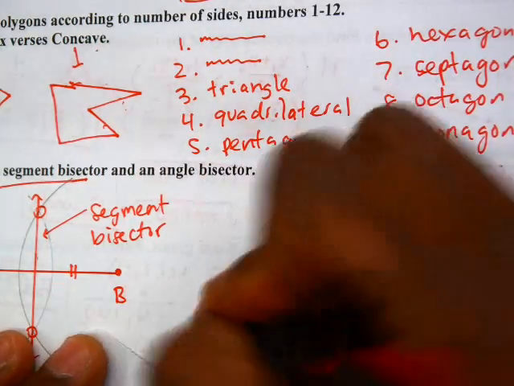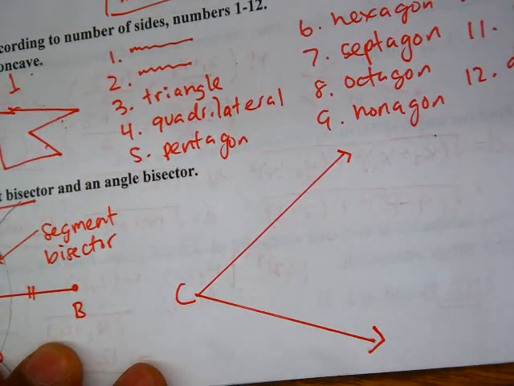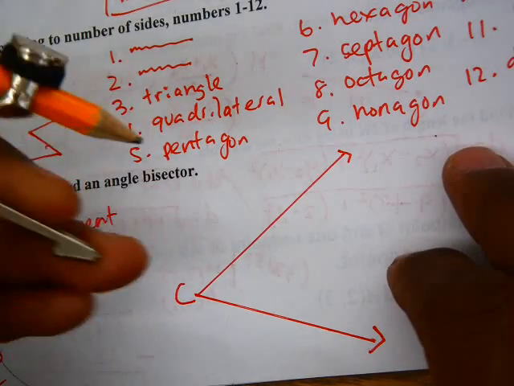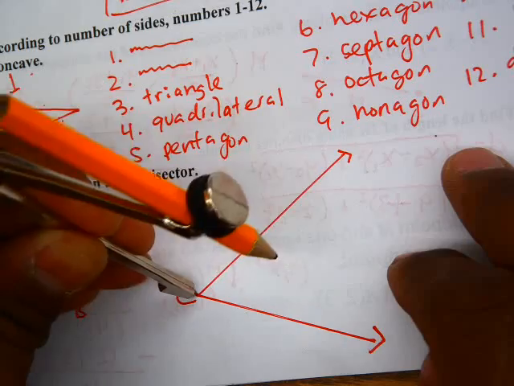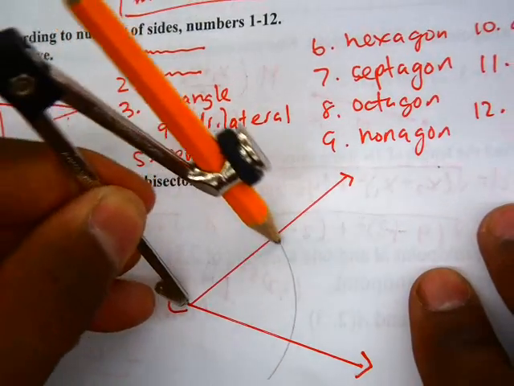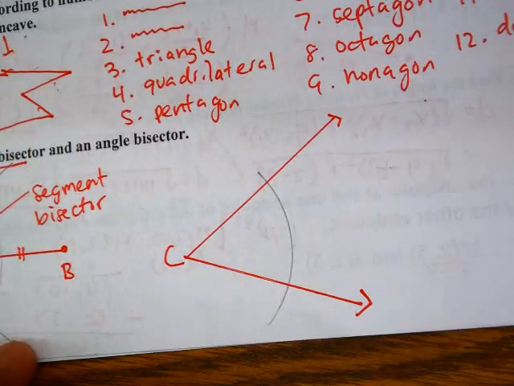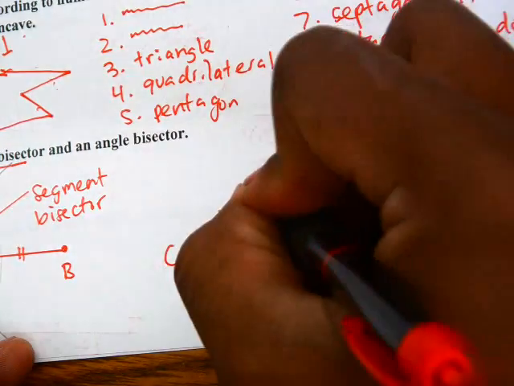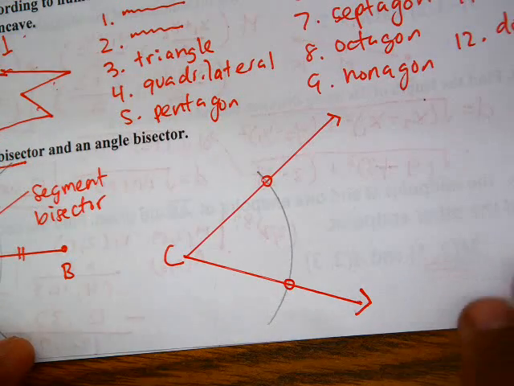So let's call this angle C. I need to bisect this angle C. First step is to take the sharp end of your compass and place it on the vertex and make an arc through both legs of your angle. Make sure it intersects the angle in two parts, just there and there.